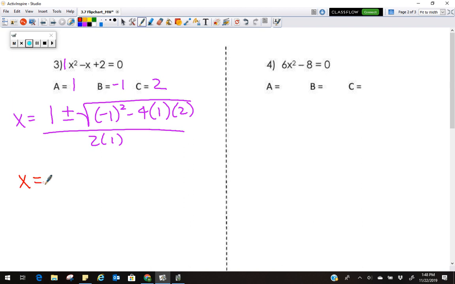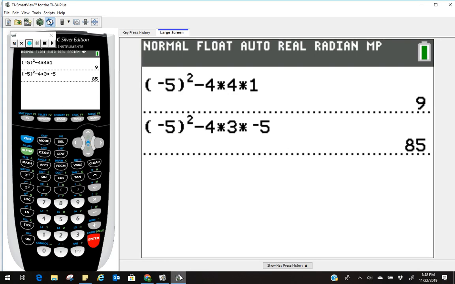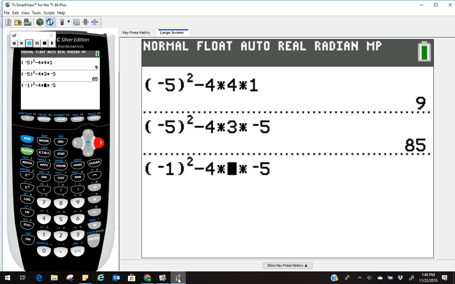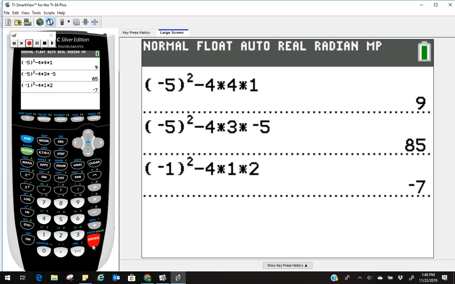So x equals 1 plus or minus the square root of something divided by 2. So this time I've got -1 squared, that's 1, minus 4 times 1 times 2. So let's see. And again, y'all don't have to put the 1 in there, I'm just doing it. I get -7.